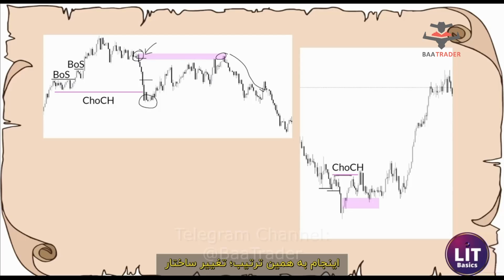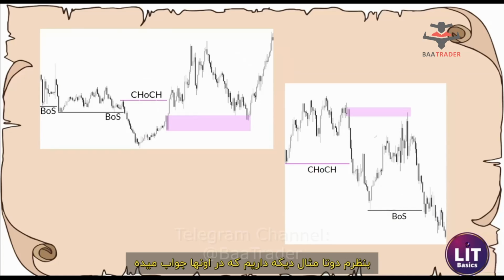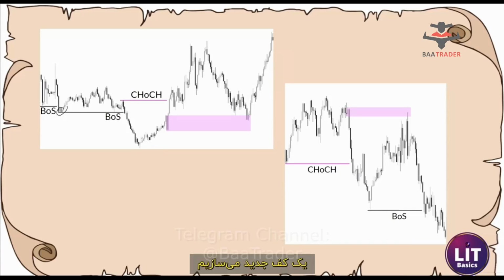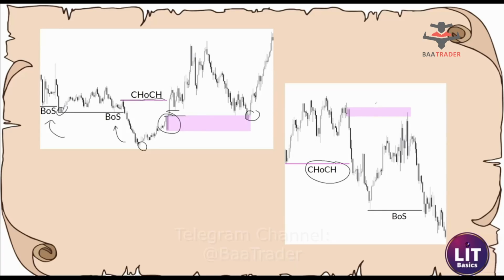Same here, CHoCH into the imbalance and the demand candle, and price continues in that direction. I believe we have a couple more examples of it working. So obviously here we're just creating a new low. This is just a BOS, as they call it. And then here is our change of character with our imbalance and our demand. As you see, same old. Again, change of character into our imbalance and our demand candle.